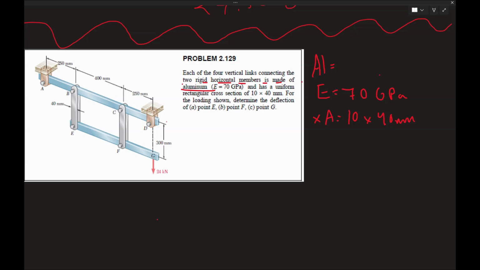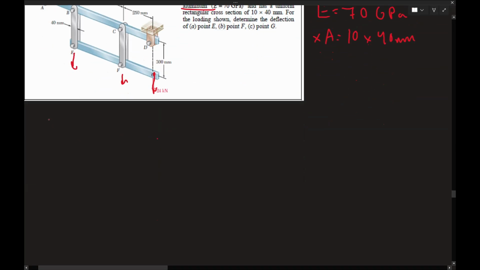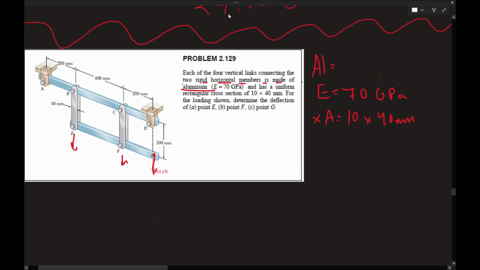Ooh, deflection, that's disgusting. Of point E, point F, point G. So EFG, how much will each of them go down? Okay, so for the sake of this question, we're assuming that these two blue beams don't move. So what we're looking for is this point going down. So let's just redraw this. Does it tell us about the joints? What does it tell us?